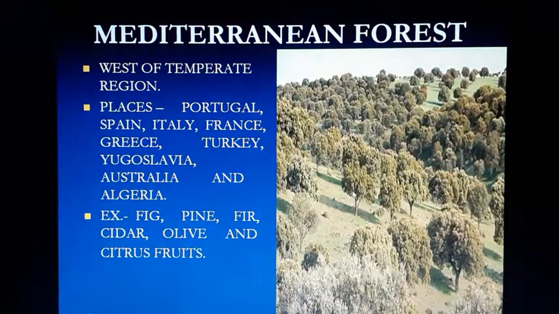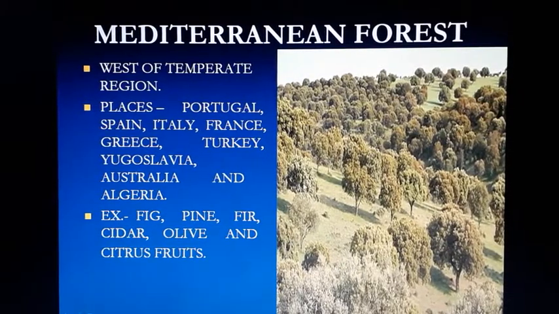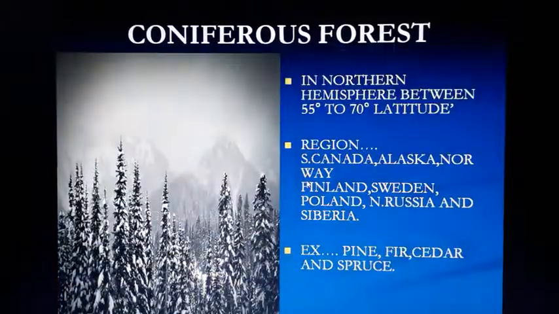We're coming to the next one, Mediterranean forest, west of the temperate region. The places are Portugal, Spain, Italy, France, Greece, Turkey, Yugoslavia, Australia and Algeria. These are some places where we have Mediterranean forest. Fig, pine, fir, cedar, olive and citrus fruits are the main trees we can find here.